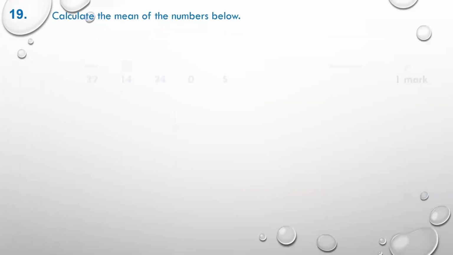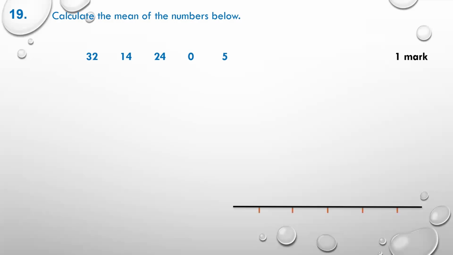Let's go on now to our next statistics question, number 19. And in this question, they're asking us to calculate the mean of the numbers below. Sometimes some people use other names for mean. Sometimes they use the word average, and that's fine. Okay, so how do we find the mean of 5 different numbers? Well, I like to draw diagrams. So let's see if we could get a diagram to show that before going to work it out.